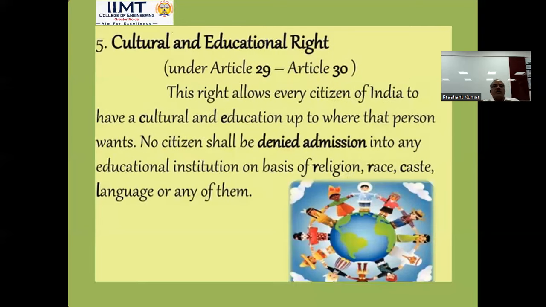Now, if we talk about cultural and educational rights, they are most important for the growth of society. They come under Article 29 to 30. These rights allow every citizen of India to have a cultural and educational setup where the person wants. That means no citizen shall be denied admission to any educational institute on the basis of their religion, race, caste, or language.